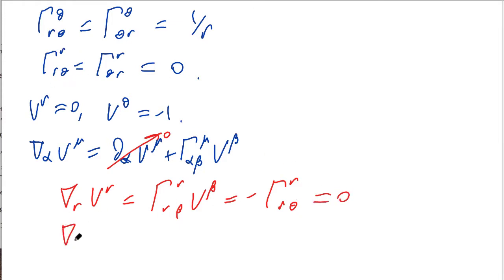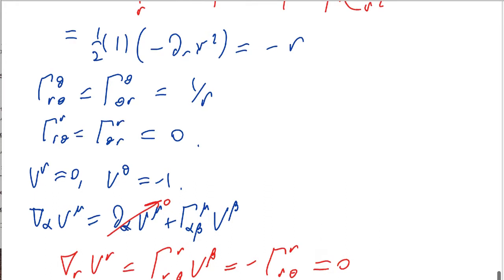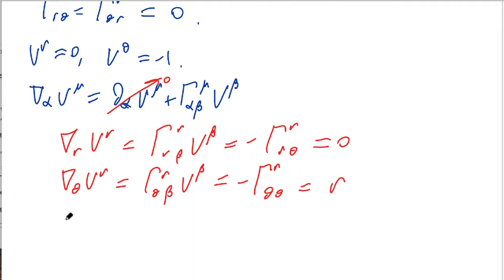We can also next compute del theta V r. Ignoring this term, we have gamma r theta beta V beta, but again, the only term that survives in the sum over beta is when beta is equal to theta, and then it's minus 1, so this is minus gamma r theta theta, but gamma r theta theta, we computed up here, is minus r, so with the extra minus sign we have r. The remaining components are del r V theta and del theta V theta. I won't go through the calculations of these, they're fairly straightforward. This is minus 1 over r, and this is 0.